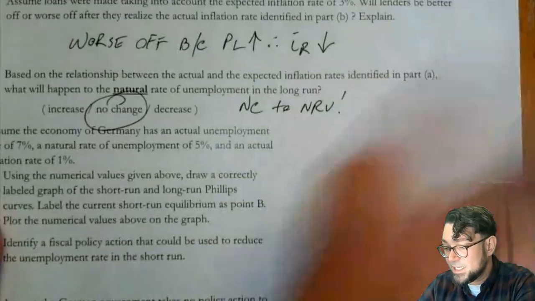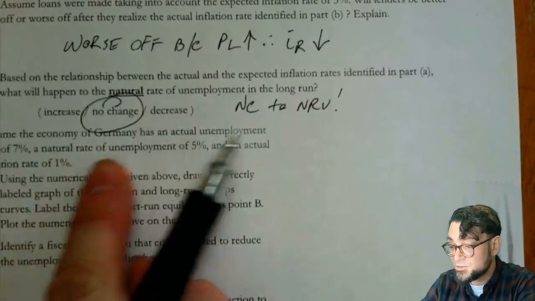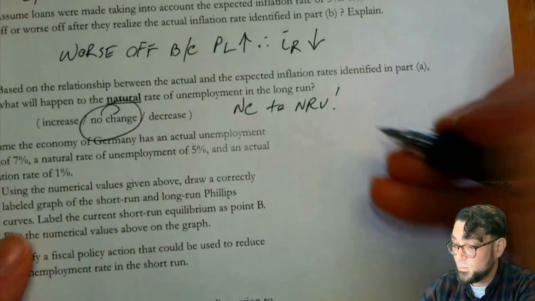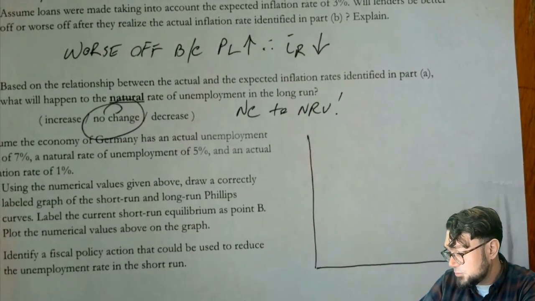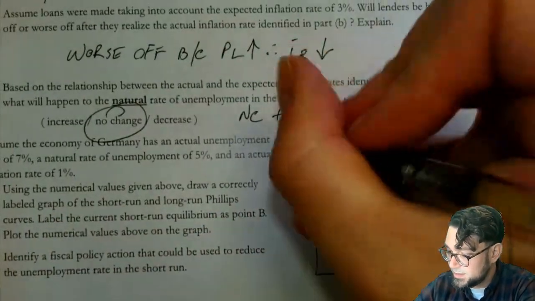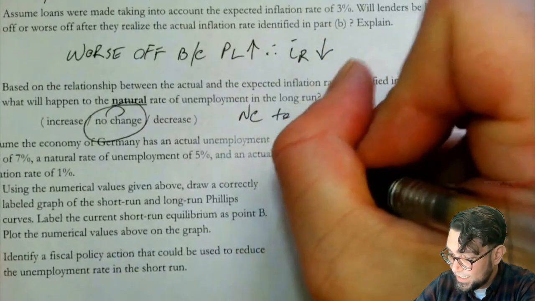Assume the economy of Germany has an actual unemployment rate of 7%, a natural unemployment rate of 5, and an actual inflation rate of 1. So it's giving us similar data to last time, but not quite. So it's going to say, draw that graph. Let's draw this bad boy out. Let's see what we got.